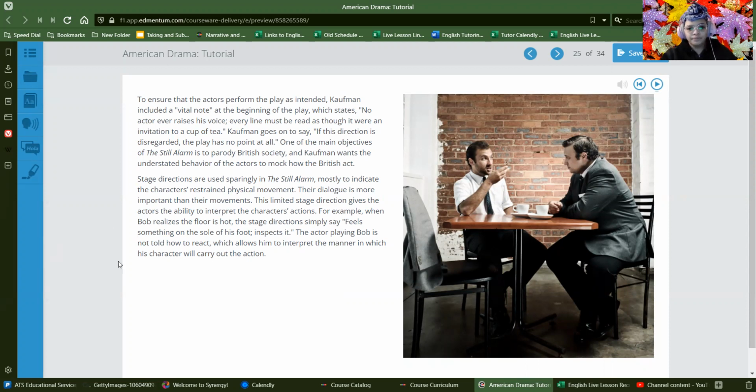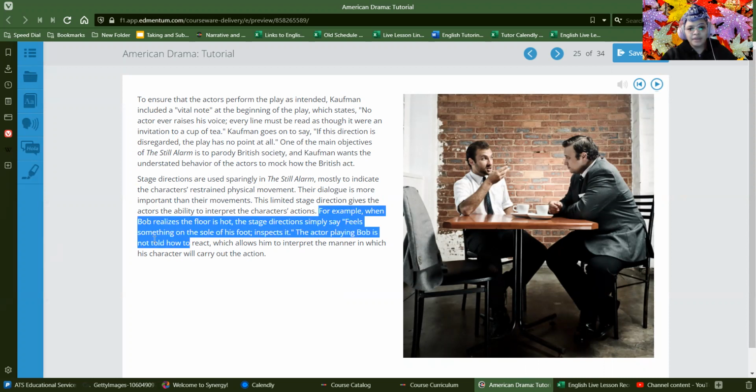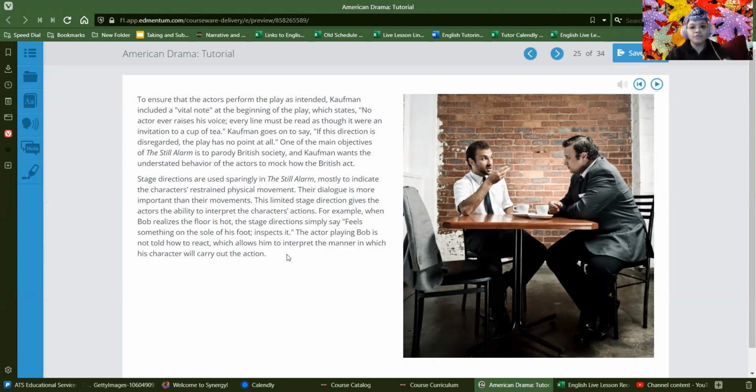For example, when Bob realizes that the floor is hot, the stage directions simply say, "feels something on the sole of his foot, inspects it." The actor playing Bob is not told how to react, which allows him to interpret the manner in which his character will carry out the reaction. So instead of making it hard for people to figure out what to do, there are a few general directions for the actors to follow, but they're not very specific. And the actors have a little more free rein for how they want to act out the scene.